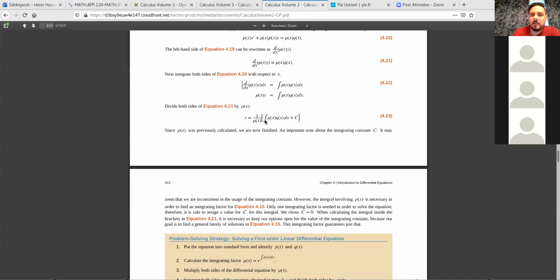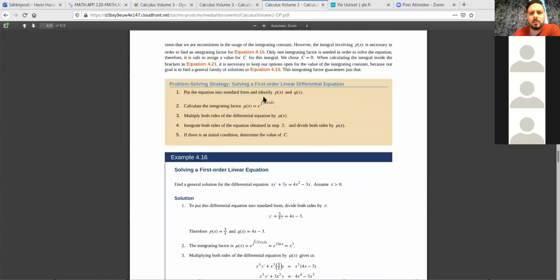And we can fairly easily solve this, but there appears this e to the something times q of x in the integral, and then we're just dividing with that mu of x. This allows us the strategy of solving really directly the first order linear differential equation. So basically, there is a tool by which we can solve the first order linear differential equation.